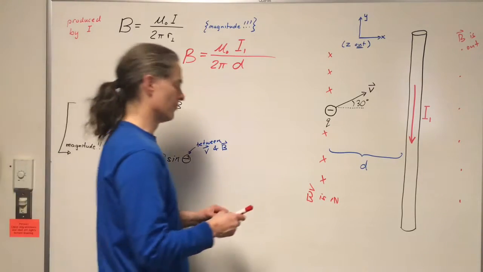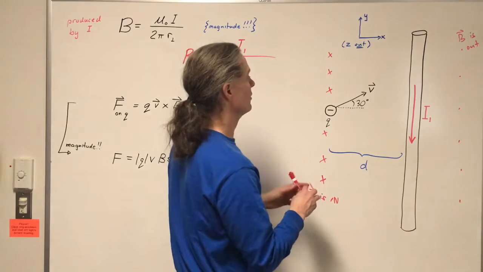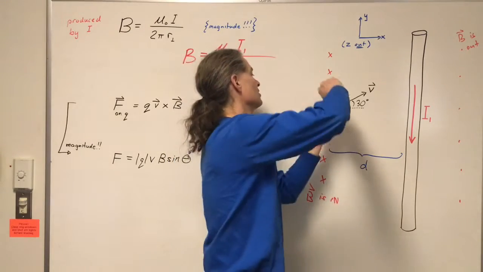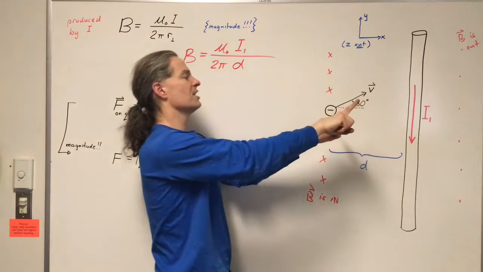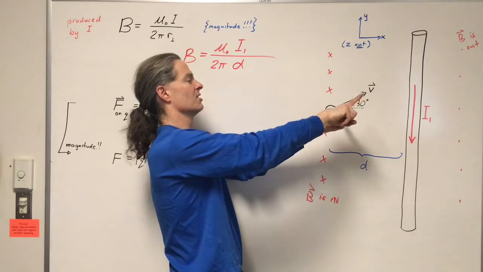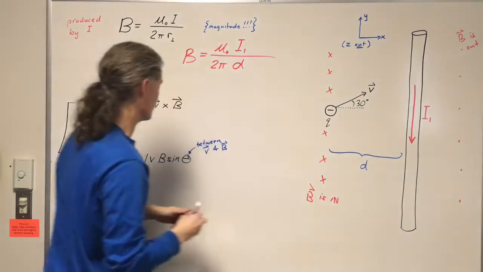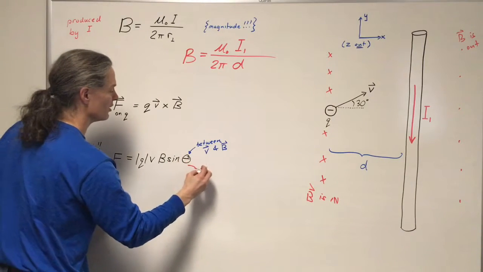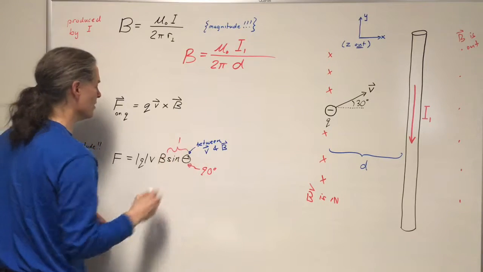So let's be careful. My velocity is this way, but my magnetic field is into the board. So basically, into the board and velocity, there's a right angle there. The angle between this and this is a right angle. Velocity, magnetic field, 90 degrees between them. So I have the sine of 90 degrees. Sine of 90 degrees is 1.